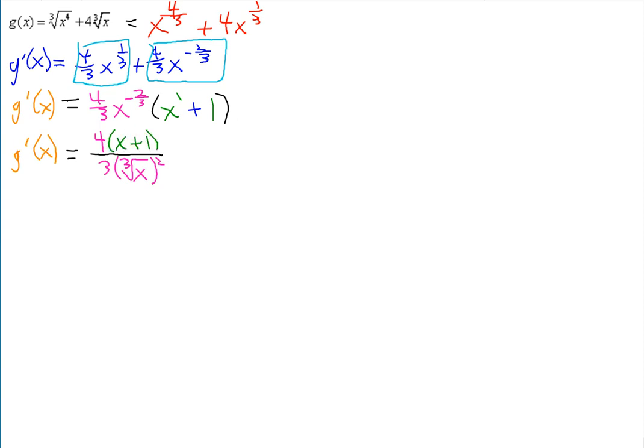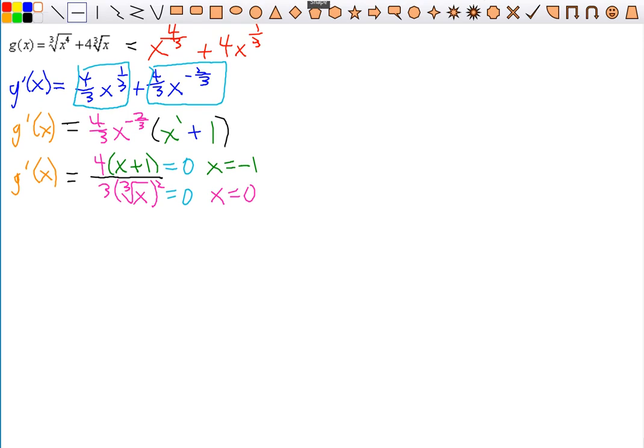So now we've got it as a single fraction, so now we can just set both the numerator and denominator equal to 0 to find all our critical numbers. So let's start with the numerator. 4 will never be 0, so you just set x plus 1 equals 0, you get x equals negative 1. That makes the derivative 0. And notice the 3 will never be 0, and just setting what's inside the radical equal to 0 would give you x equals 0. So in this case, we only have 2 critical numbers, so now let's put those on the number line.